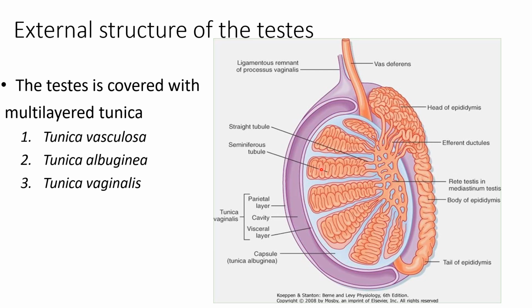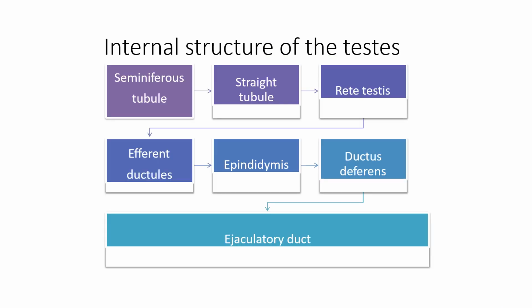The seminiferous tubule continues as straight tubule, enters into rete testis, again comes out as efferent ductules, continues as epididymis or joins with the head of the epididymis. Then from the tail, the vas deferens starts. This is the external and internal structure of testis. Then it can be named as follows.